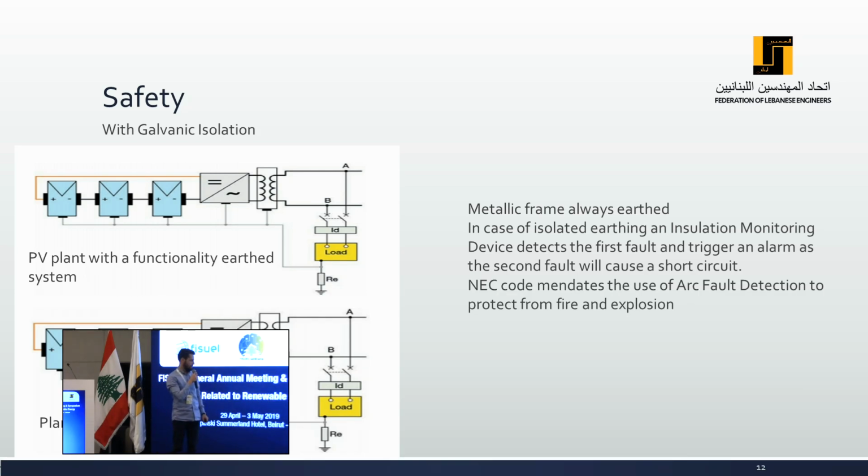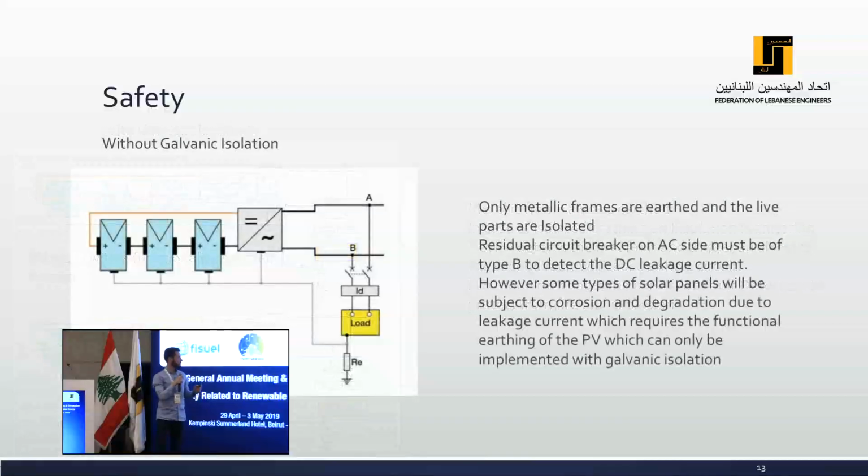So in case of isolated earthing, we have an installation monitoring device which will trigger an alarm in the case of the first fault. The first fault won't cause a problem, but the second one will cause a short circuit. NEC code also mandates the use of arc detection device.